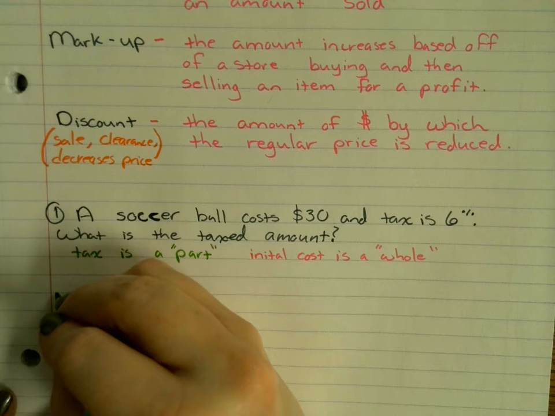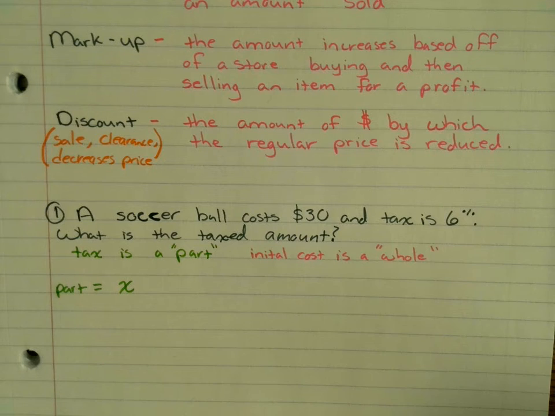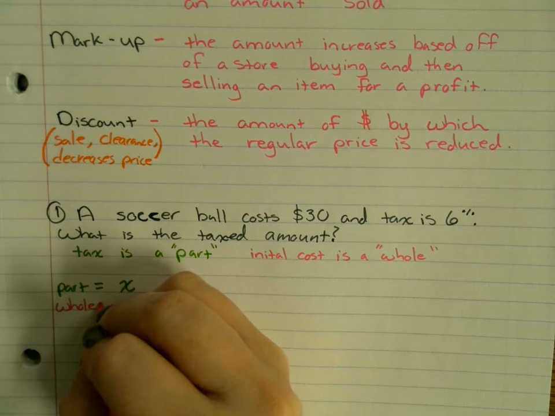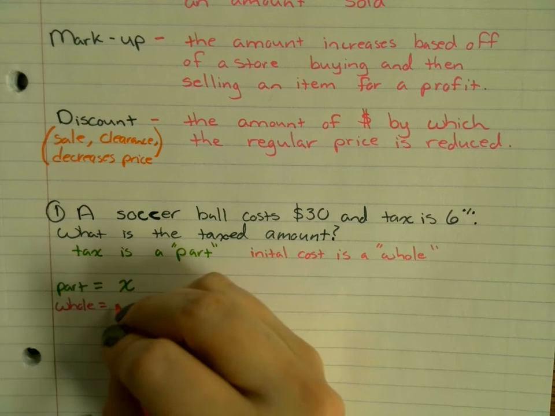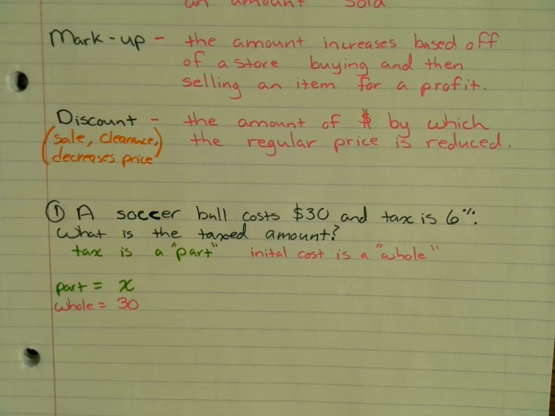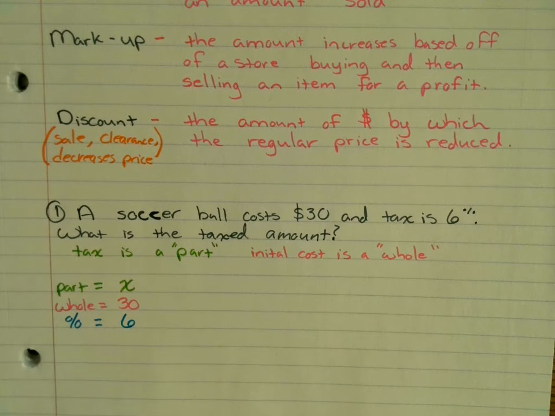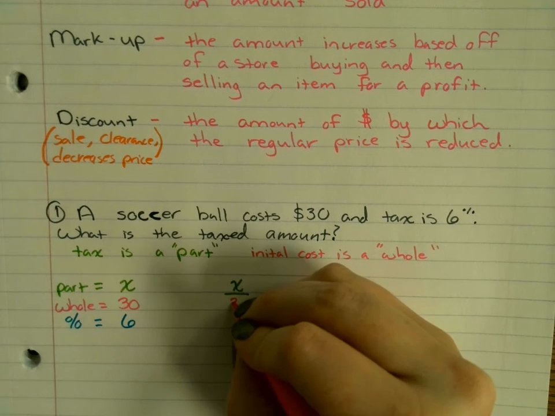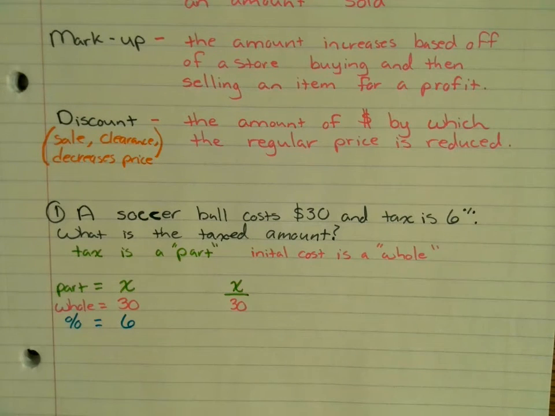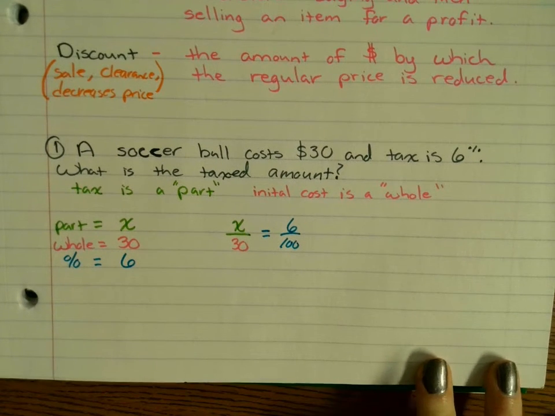So when we set this problem up, our part is what's missing. It's the X. We do know the whole. The whole is how much the initial cost was for the ball. So the initial cost of the ball is $30. So we can put 30. And then the percentage is 6%. So then we're just going to put X over 30 equals 6 over 100.